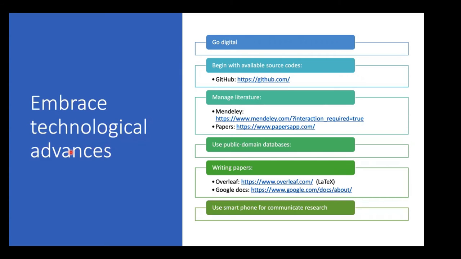And also when you are doing collaborative research, when you are writing papers, there are tools where authors can go and collaboratively write it up. You can use Overleaf, for example, if you're writing papers in LaTeX. And then you can use Google Docs. You can share the papers with others and they can collaboratively write it. And also I encourage you to use a smartphone to communicate about research. All my students are in my phone, and whenever I need to discuss something, I just call them or we communicate via WhatsApp messages.